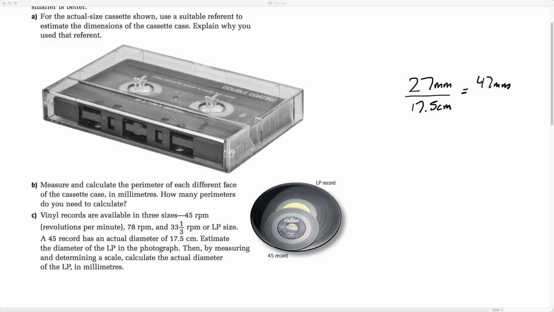The last question, they give you some history, some information about different sizes of vinyl records. 45s, 78s, and 33 1/3, or the LP size. I certainly used those 45s and 33 1/3. I don't recall having too many 78s.